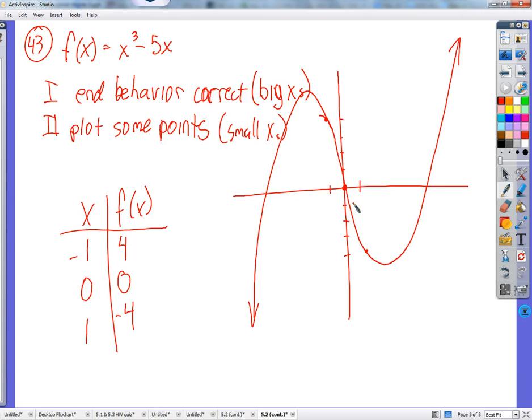Okay? Any questions about graphing our polynomials? Hopefully, we've done a really good job and you get it real, real good.